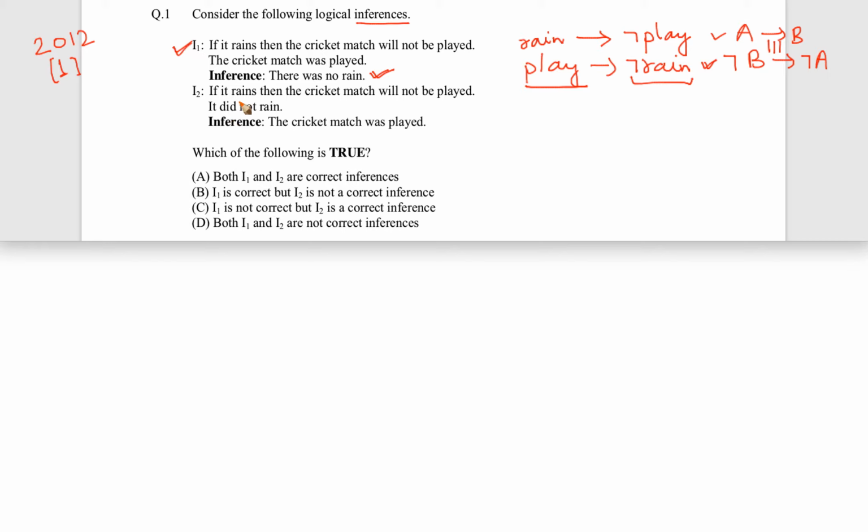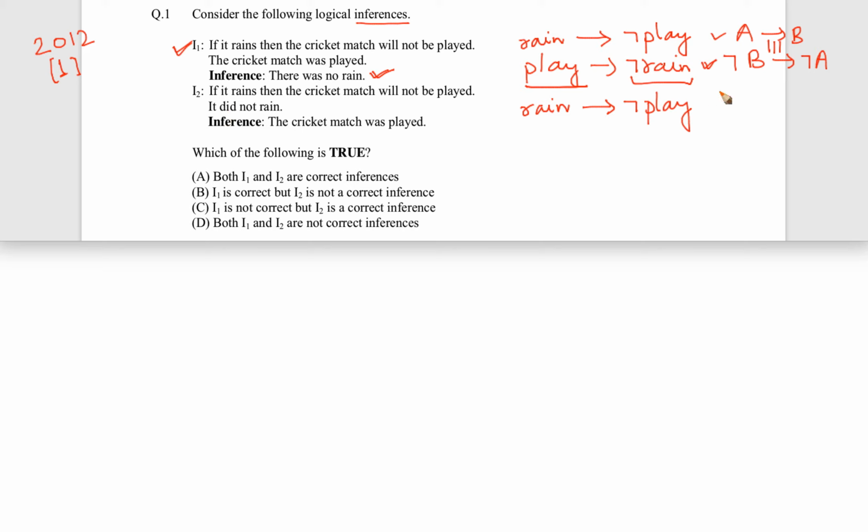The first statement for this inference is, if it rains, then the cricket match will not be played. So it is saying that if it rains, then the cricket match will not be played. So basically it is the same as the earlier one. And now they are saying that it did not rain. Now this is very simple.